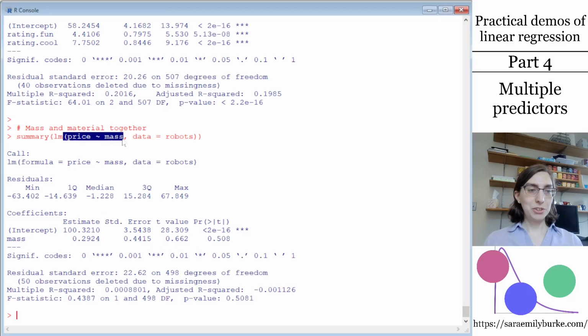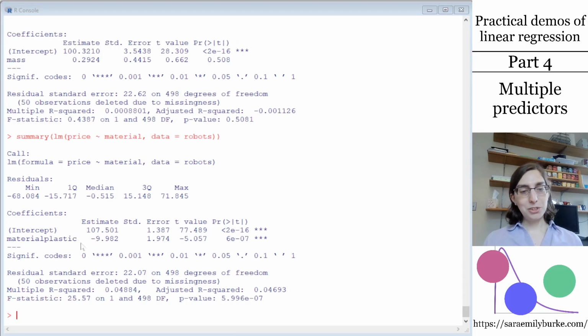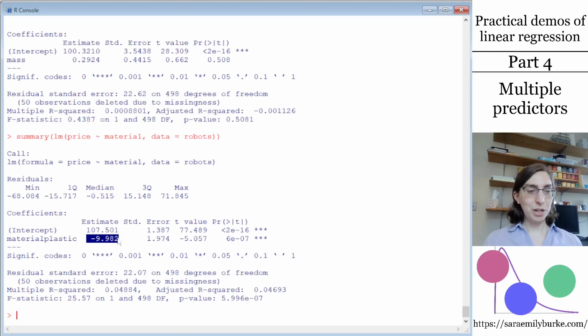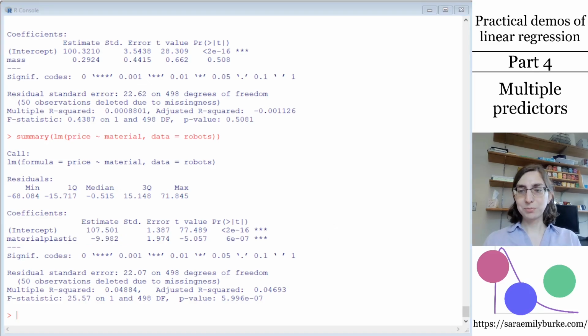So here's the simple linear regression with mass predicting price. 1 kilogram of mass is associated with $0.29 more price, 29 cents of additional price, and that's not statistically significant. Mass seems to be basically unrelated to price on its own. We already know that material is associated with price. Plastic robots are almost $10 less expensive than metal robots overall, and this represents the actual mean for the metal robots, $107.50, and the actual difference between the means of the metal and plastic robots.